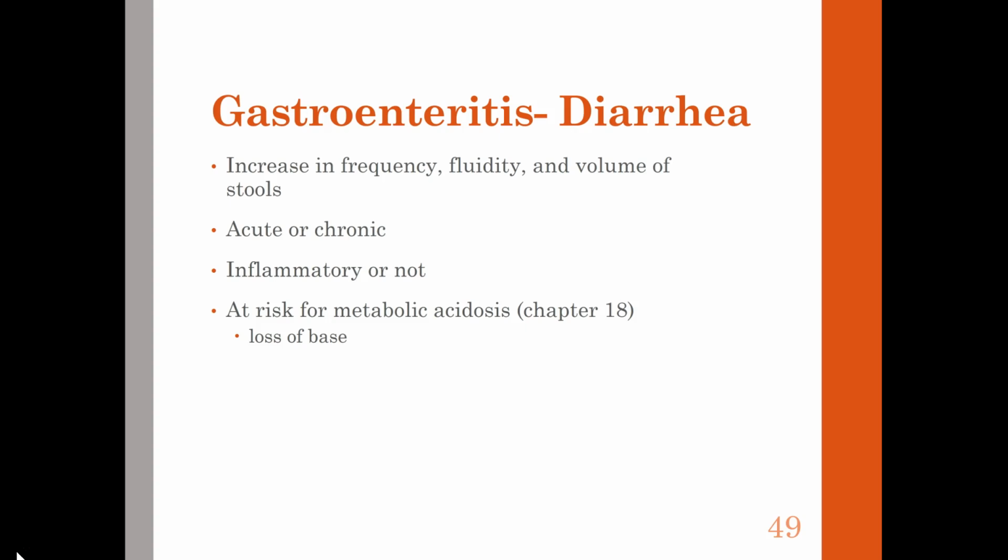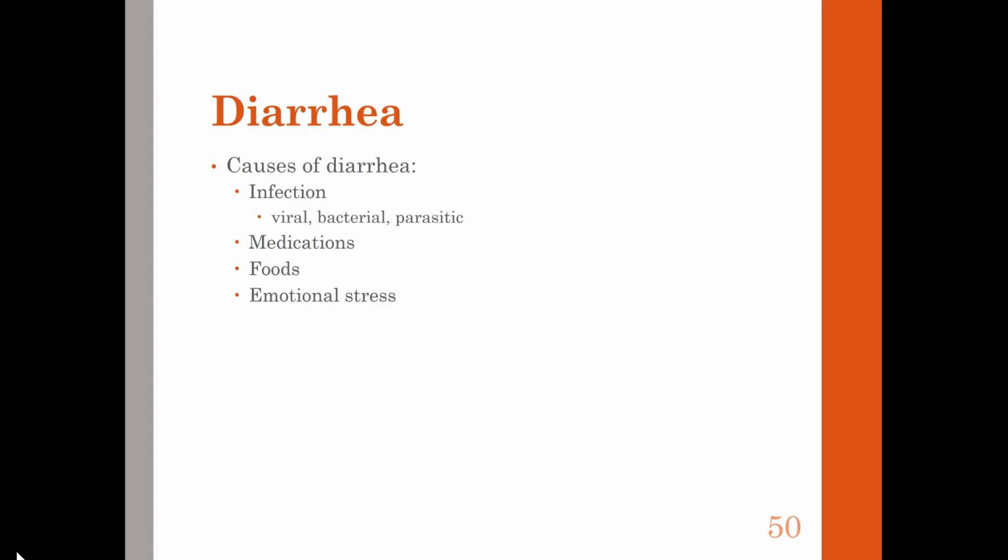So gastroenteritis or diarrhea, you guys all know what diarrhea is. Increase in the frequency, fluidity, and volume of stools. It can be acute, like with the norovirus, or it can be chronic. It can be due to inflammation or not. Like I already told you about my little way to remember, they're going to be at risk for metabolic acidosis. Causes of diarrhea can be viral, bacterial, maybe a parasite in there.